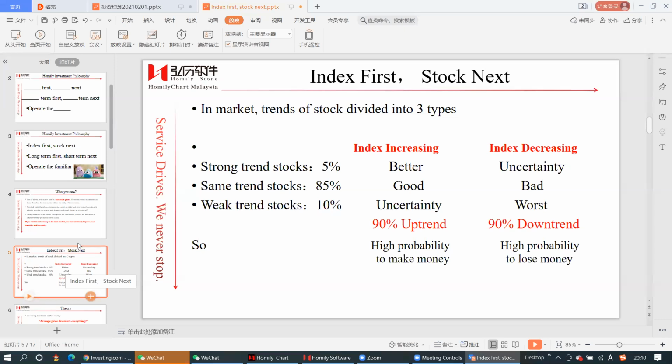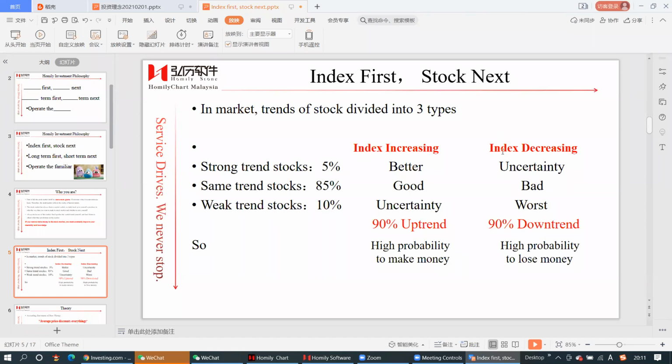Here you can see that during index increases, strong-strength stocks are around 5%, same-trend stocks are around 85%, and weak-trend stocks are around 10%. So when our index increases, it means it's an uptrend. Another 5% will have better performance than our index. Compared to all these, you can see 90% uptrend during our index increase, so there is a high probability to earn money in a rising stock market.